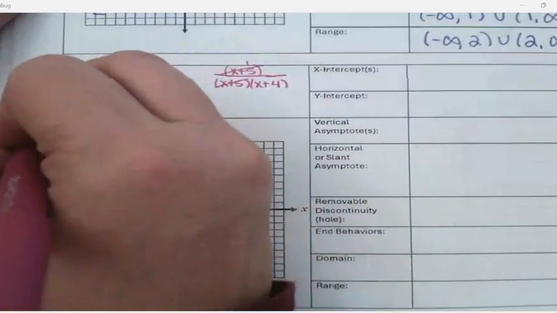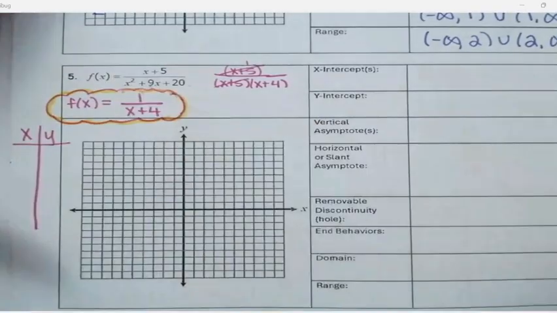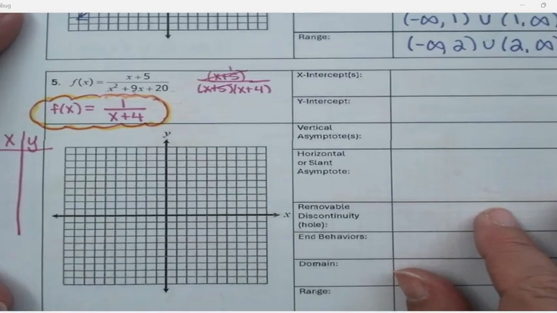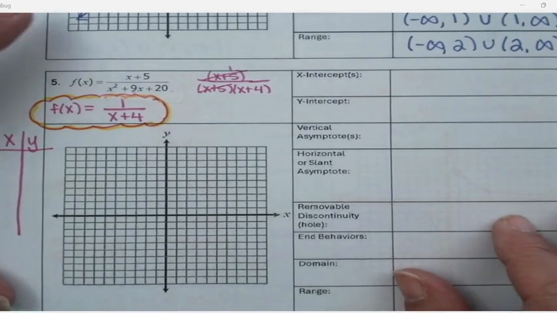Okay, so this is what I'm going to use. This is what I'm going to look at. This is what I'm going to do as I go through my steps. I'll get me a table over here. And I'm ready to go.